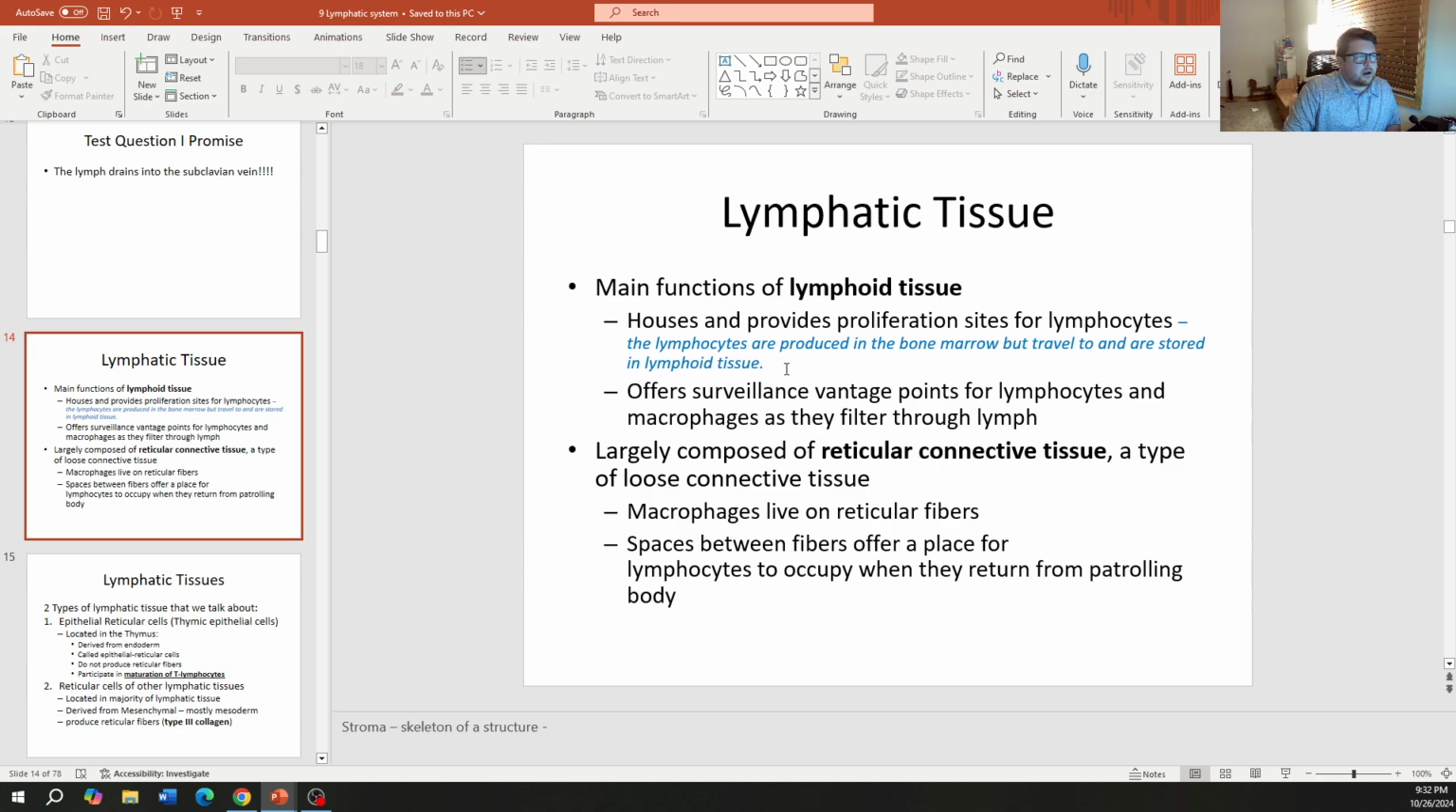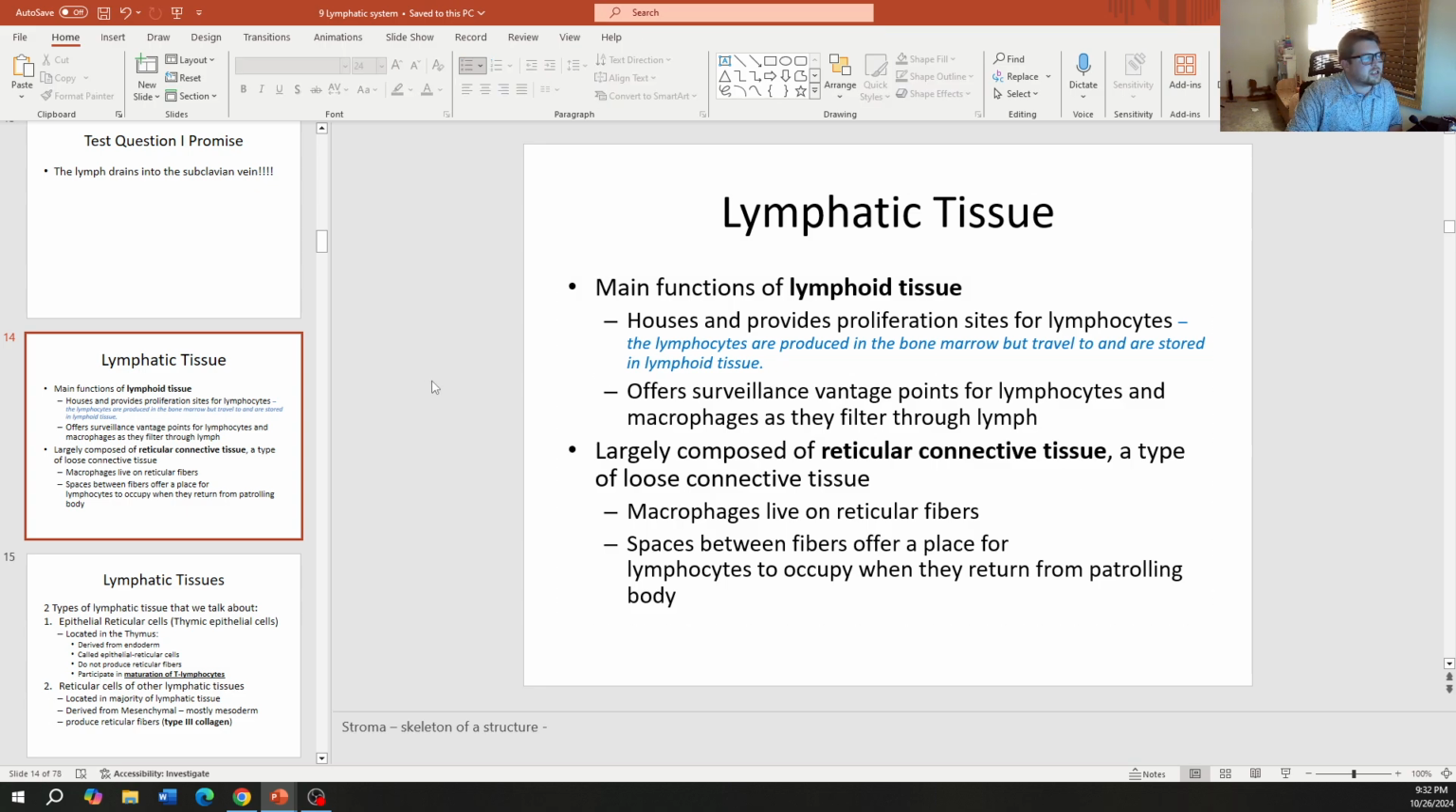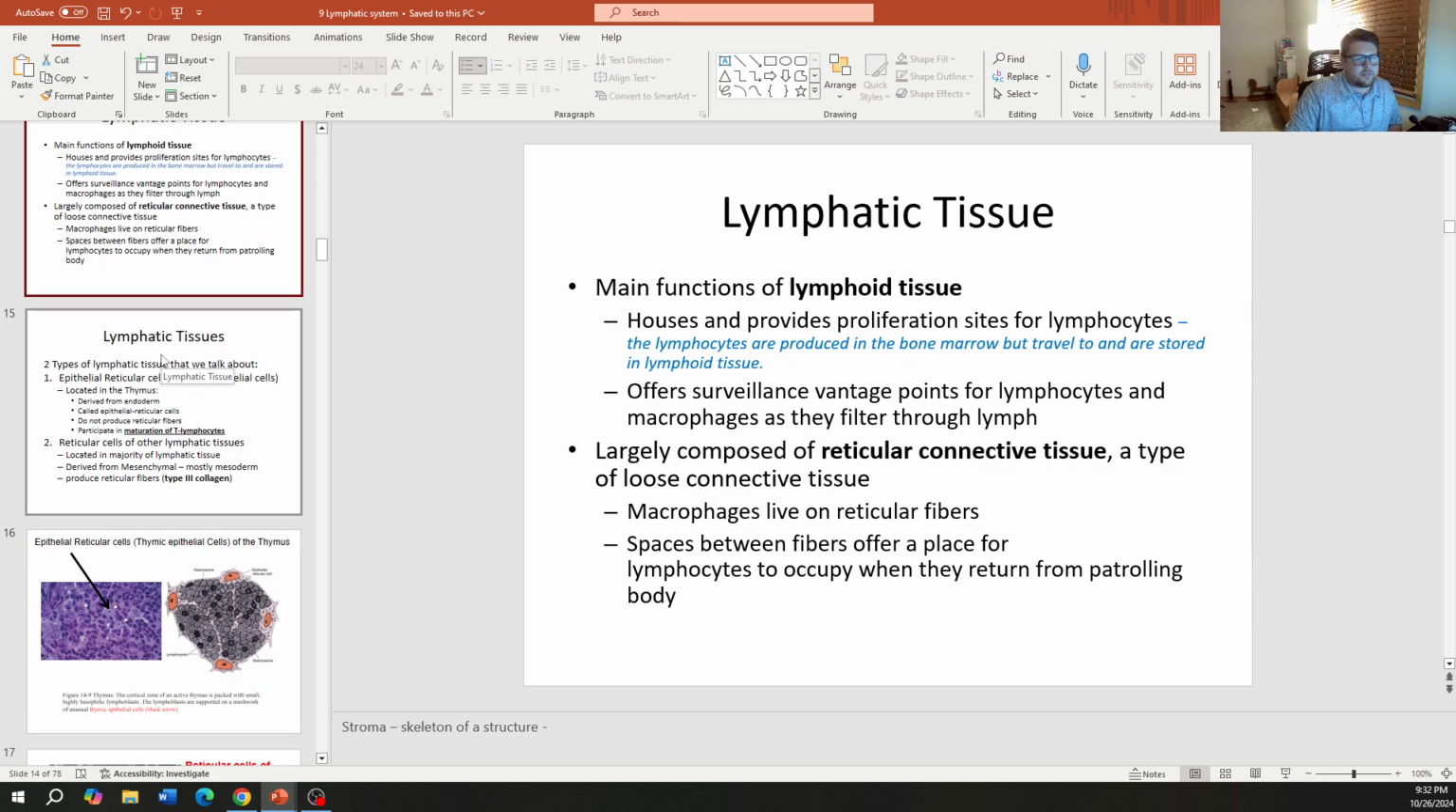Specifically, the reason they use these sites as proliferation sites is because these are vantage points for lymphocytes and macrophages as they filter through the lymph. Essentially, they can hang out, especially in the nodes, and as everything is filtered through, they can be checking to see: is there bacteria? Are there other external particles? Are there things that are not supposed to be in the blood or in the lymph? And then they can activate and respond.